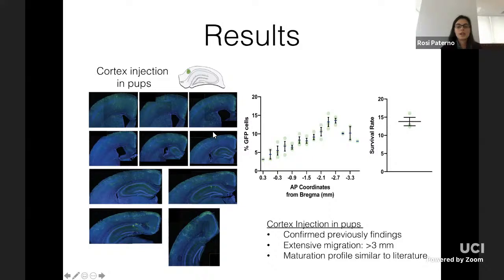Where the injection, the cells will migrate so far, up to 3 millimeters, as we can see here, across the entire cortex, and also across the medial-lateral position. And we can see when we plot it from the anteroposterior, we can actually see our injection site. We have, of course, more cells there, but they actually migrate so far.